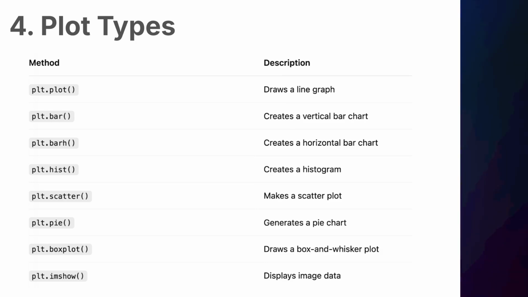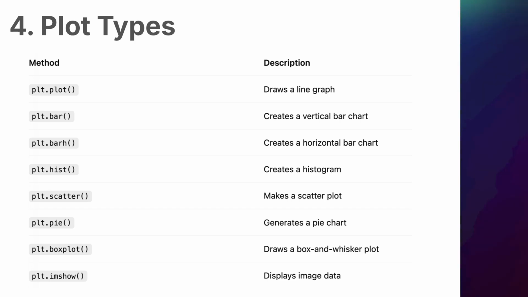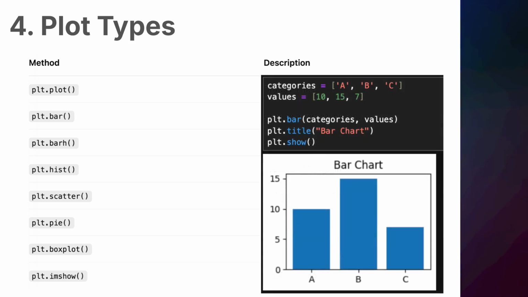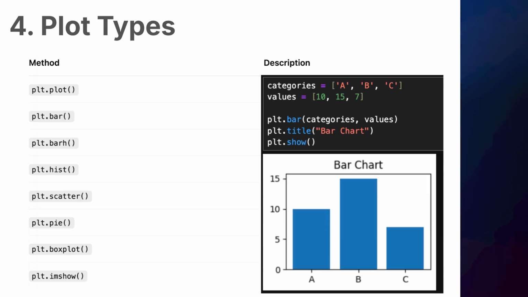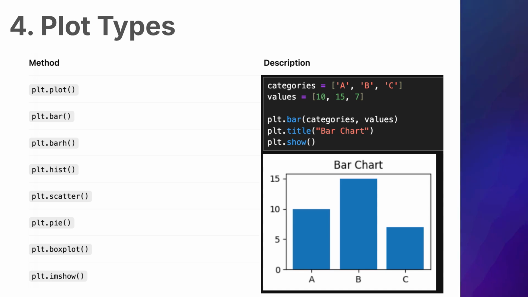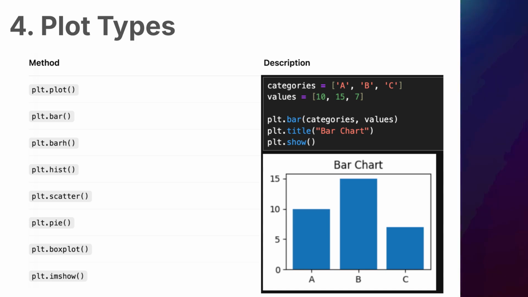Next, bar method. It draws a vertical bar chart, perfect for comparing values between categories like sales per month. Let's say we have 2 lists. Categories contains the names of the groups you want to compare, A, B, and C. Values contains the numbers for each category, 10 for A, 15 for B, and 7 for C. Then give them to the bar method. It draws a vertical bar chart.